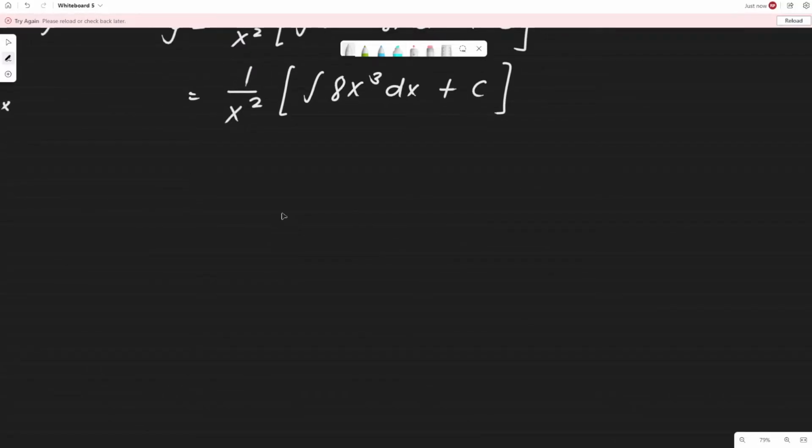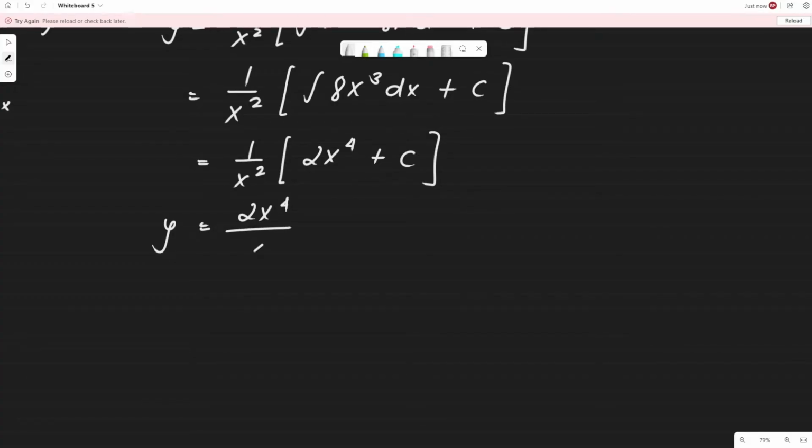So just applying the basic theorems of integration. So we have 1 over x squared multiplied to the quantity. The integral of 8x cubed is 8x to the 4th over 4. So 8 divided by 4 is 2. 2x to the 4th plus c. Okay, then sa distributing the 1 over x squared, so we'll have y is equal to 2x to the 4th over x squared plus c over x squared.